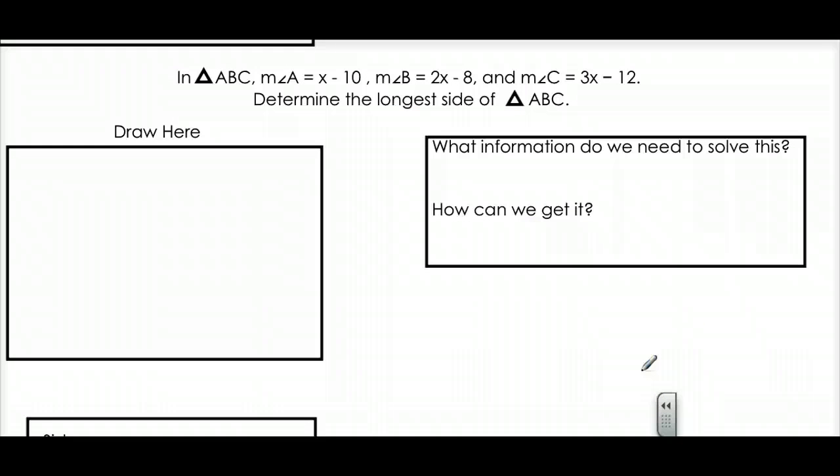All right, now to get a little tricky on you. In triangle ABC, the measure of A is x minus 10, B is 2x minus 8, and C is 3x minus 12. Determine the largest side of ABC.